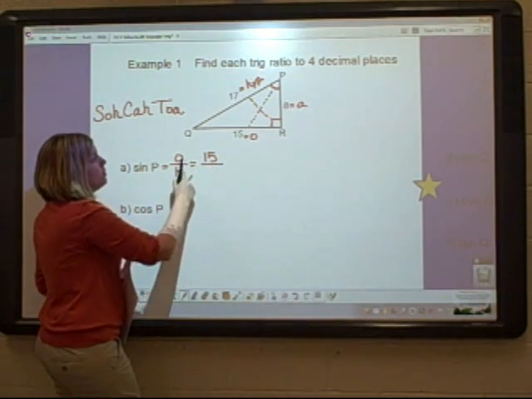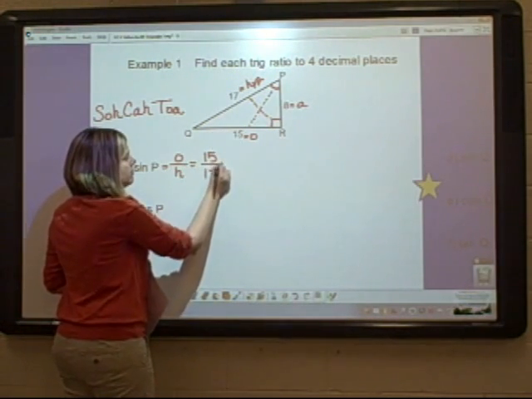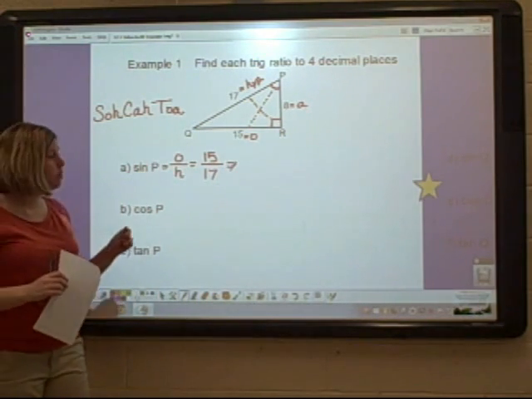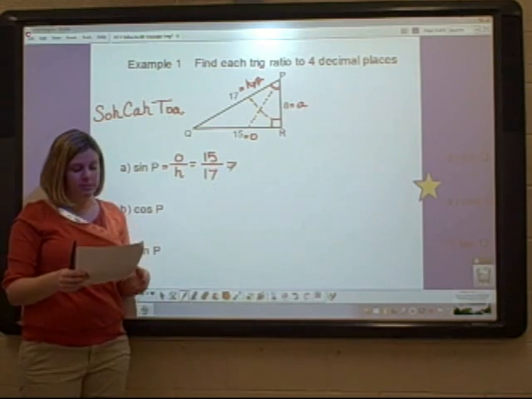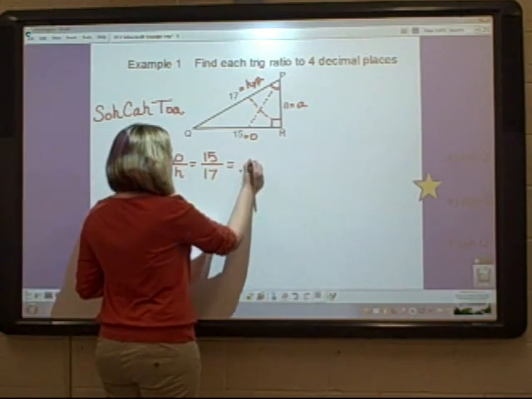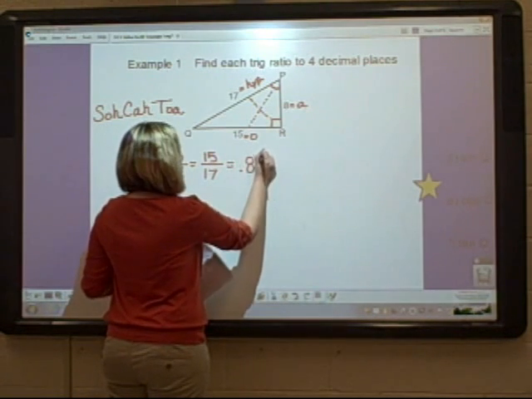The hypotenuse is 17. So on my calculator, since we're supposed to round to 4 decimal places, I take 15 divided by 17, and if I round correctly, I get 0.8824.